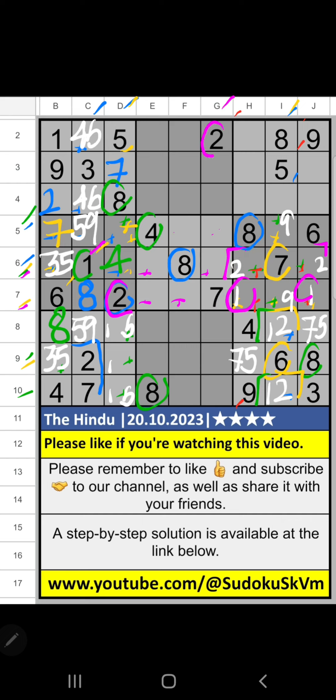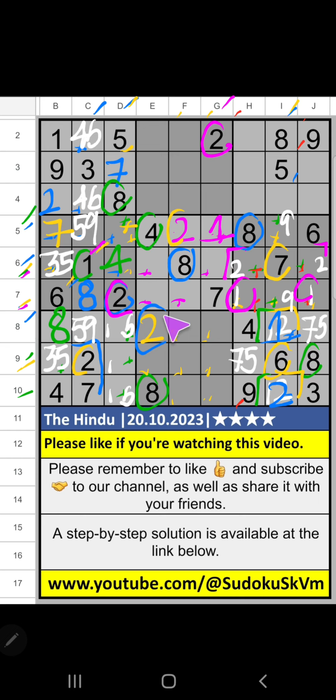Column G, we have 2. So 2 can't come in the cell. 2 is confirmed here. Then 1 is here. Column F, column G, we have 2. 9th row also we have 2. So 2 can't come in these cells. Then 2 is confirmed here. 8th row, we have 2. So 2 can't come in the cell. 2 is confirmed here. Then 1 is here.